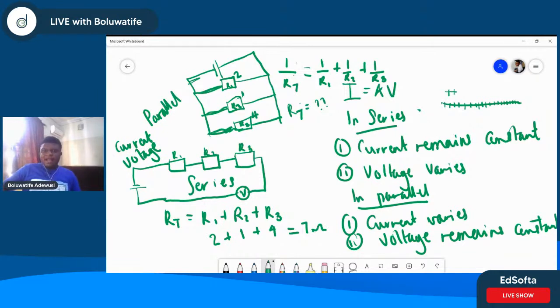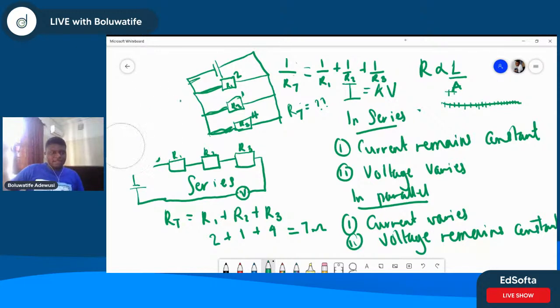But another thing to note is that resistance also varies inversely with the cross-sectional area of the conductor. So what that means is the bigger the surface area, the smaller the resistance. The smaller the surface area, the bigger the resistance. So what we now have is resistance is directly proportional to the length and inversely proportional to the area.